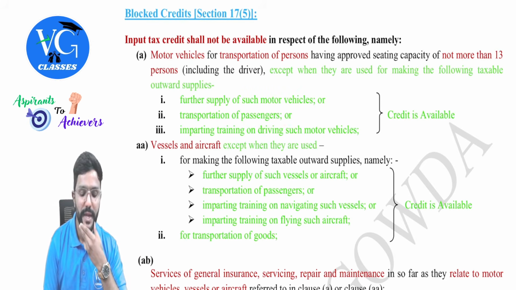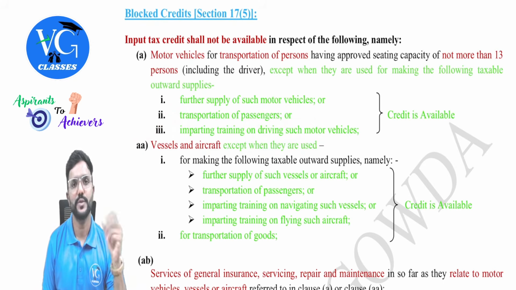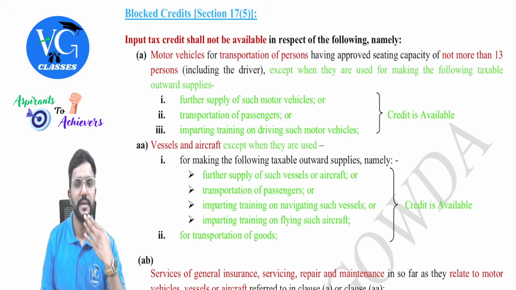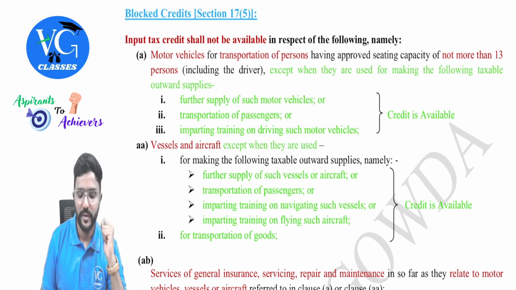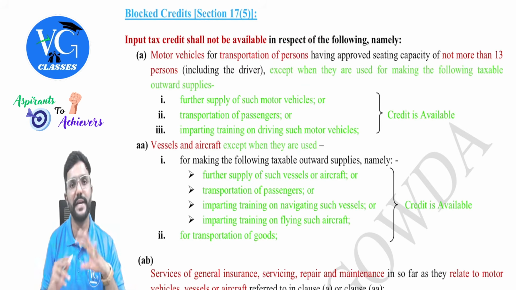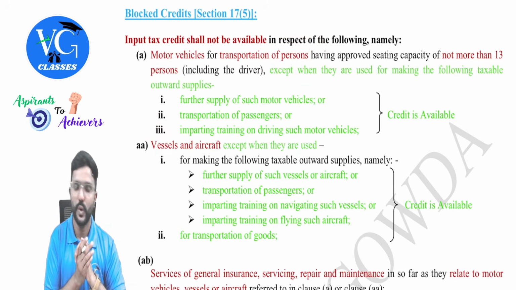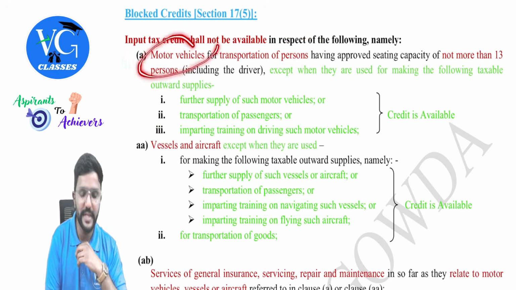Yes. Next, imparting training on driving such motor vehicles. Assume I am running a driving school. So I have purchased a car whose seating capacity is less than or equal to 13. Sir, is credit available? Yes, credit is available. Okay. Fine. Hope you understood. If a motor vehicle is purchased for transportation of persons and if seating capacity is less than or equal to 13, credit is blocked. But if it is used for the following purposes, credit is available. Okay, sir. Next. So motor vehicles done.